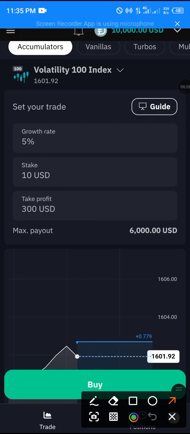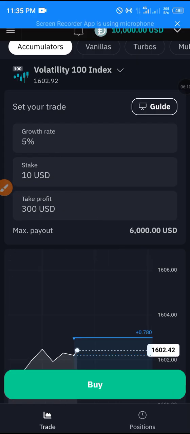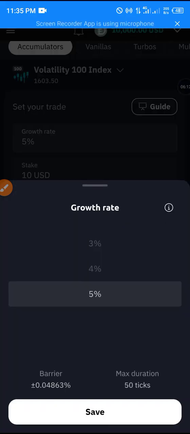Now this growth rate is all about, let me click on it. It's clickable. You click on it and it will open. Now I'm always in 5%. If you look at it very well, we have 1%, we have 2%, we have 3%, we have 4%, and we have 5%.